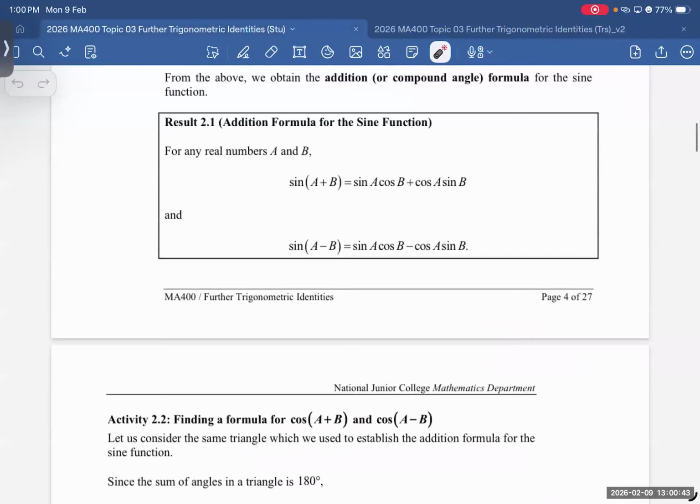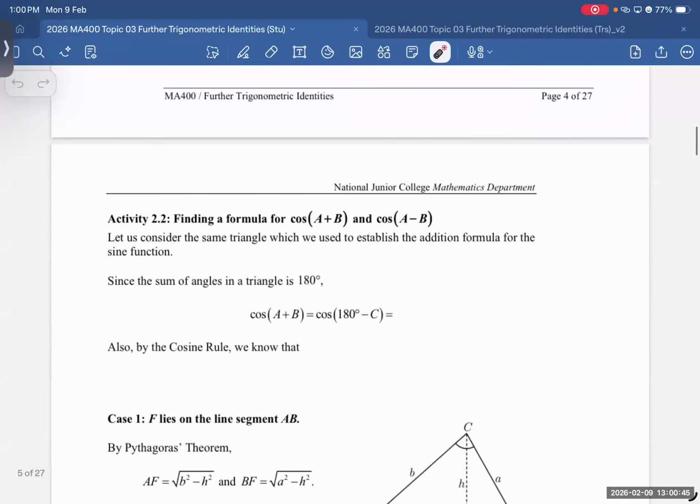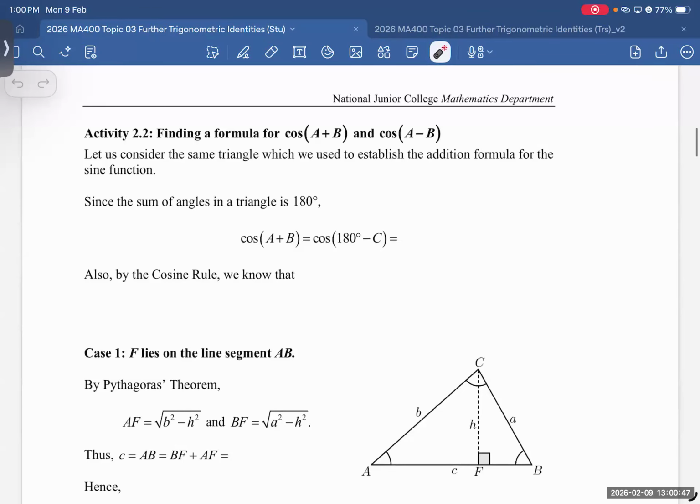Next one, Activity 2.2. Can you all go to page 5 with me? Activity 2.2, page 5. I will show one case, then I'll let you copy the other. I know you all don't like proofs, but in all good conscience, I cannot just show you the formula without showing you how we get it.